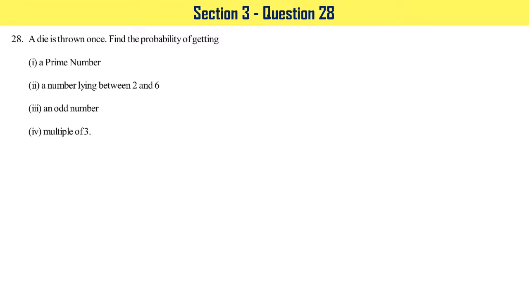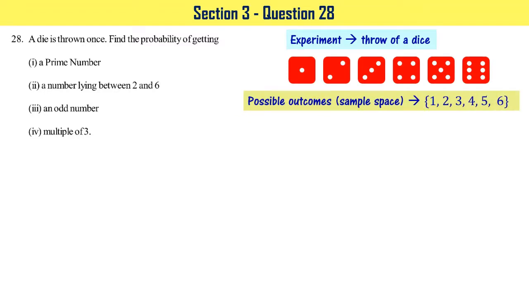A die is thrown once. Find the probability of getting a prime number, a number lying between 2 and 6, an odd number, and multiple of 3, right? The experiment here is throwing the dice once. The possible outcomes are, you may get 1, 2, 3, 4, 5, or 6, right? So the sample space is going to have elements 1, 2, 3, 4, 5, and 6, right? So all possible outcomes are this. So number of all possible outcomes is 6.